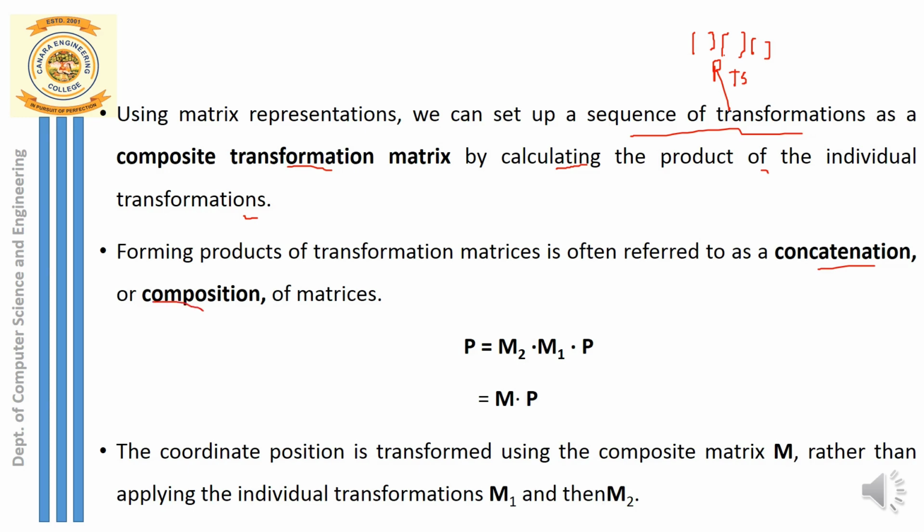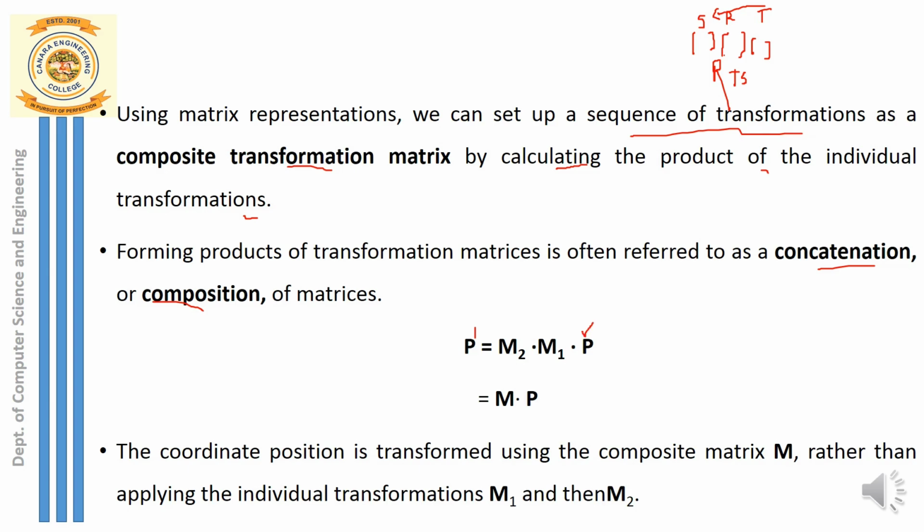Suppose I have a single point, say P, which you have to now transform. When I say transform, it can be a series of transformations you are applying. Maybe you apply first translation, then rotation, and then scaling. When I'm applying the transformations, I'm applying from right to left, not from left to right. I'm multiplying the matrices from right to left. This type of concatenation or composition of matrices is shown here.